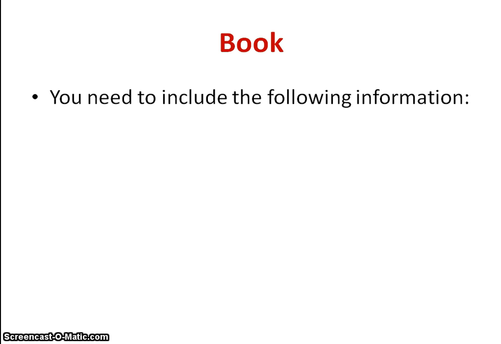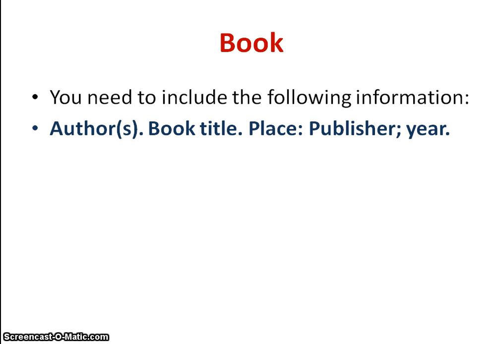How to reference a book in Vancouver manner. You need to include the following information: author or authors, full stop, book title, full stop, place, colon, publisher, semicolon, then year. So there is an example.